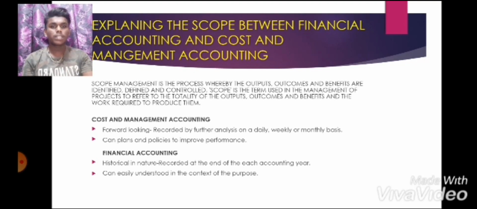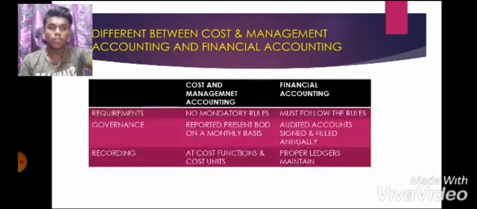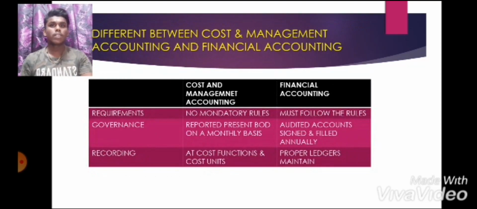For cost and management accounting, it is forward-looking, recorded with further analysis on a daily, weekly, or monthly basis, and can plan policies to improve performance. For financial accounting, it is historical in nature, recorded at the end of each accounting year, and the context of the purpose can be easily understood. For the difference between cost and management accounting and financial accounting, for requirement, cost and management accounting has no mandatory rules. Financial accounting must follow the rules.